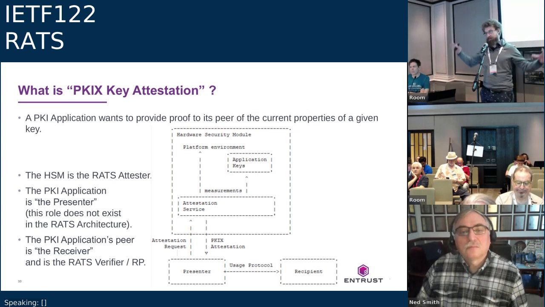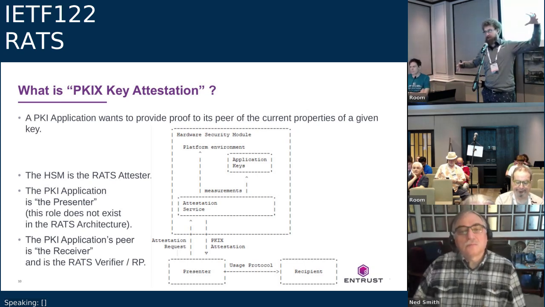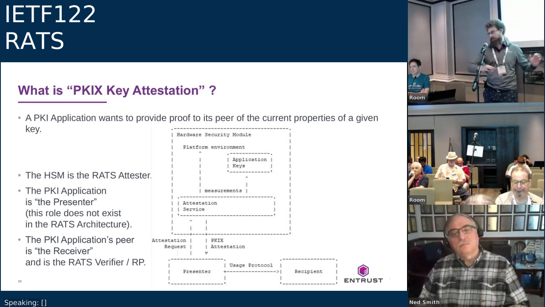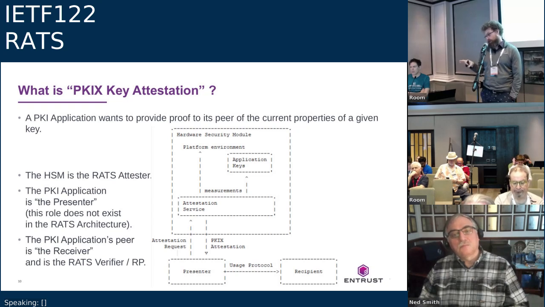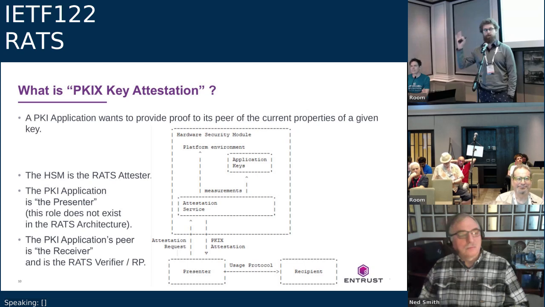If you smush all of the last 9 slides together, what is a PKIX key attestation? This is the architecture picture from our draft. You have an HSM, which is a RATS attester. That entire HSM box, including all the stuff inside it, is the attester. You then have this thing called a presenter. A presenter would be any of those PKI applications from a couple slides ago. A TLS client would be a presenter. OpenSSL generating a CSR would be a presenter.